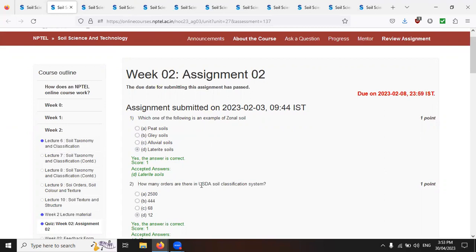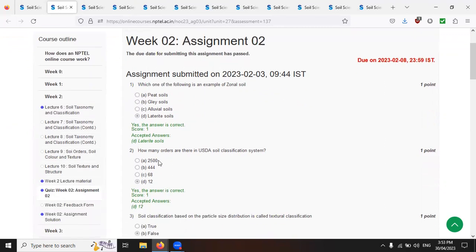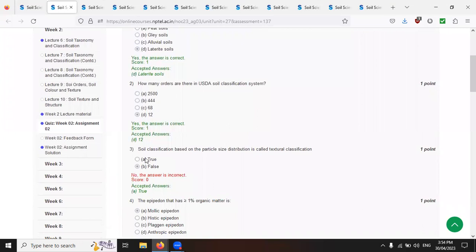How many orders are there in the USDA soil classification system? So how many soil orders are there? Is it 2,500, 444, 68, or 12? The answer is 12. Soil classification based on particle size distribution is called textural classification. There's a bit of a hint, textural. So soil classification based on the particle size is called textural. It sure is, because it's made up of its texture.